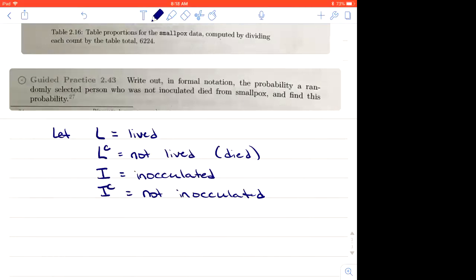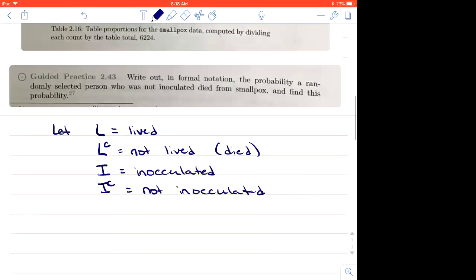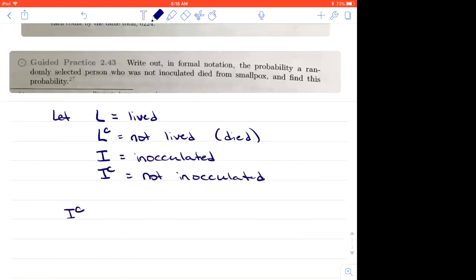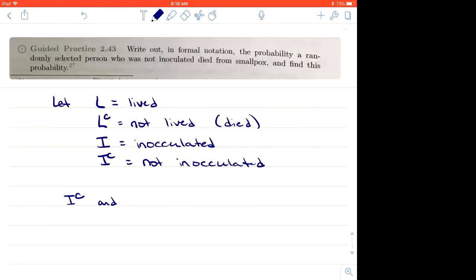Okay. So what do we want to know? We want to know the probability of a randomly selected person who was not inoculated, right? So just make a note here. So not inoculated and died from smallpox, right? So we want to know and died from smallpox. So that means they didn't live, right? So if you write out the question like that, then we can just put probability notation around here.